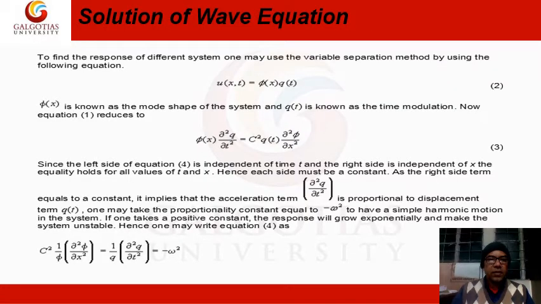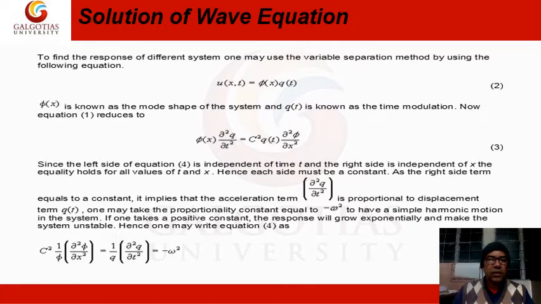To find the solution by separation of variables, using the following, u is given by this term, where phi(x) is known as the mode shape, and q(t) is known as the time modulation. So equation 1, the previous equation, will be reduced into this form. Since the left side of equation 4 is independent of the time t, and the right hand side is independent of x, equality holds for all values of t and x. Hence each side must be constant.